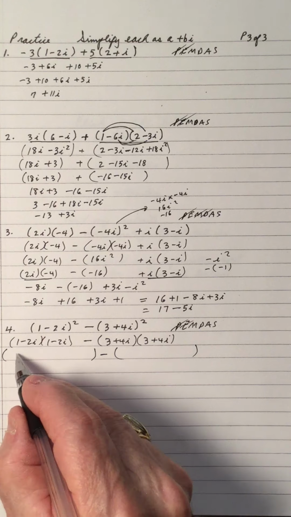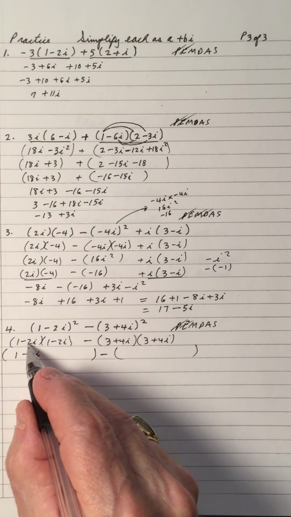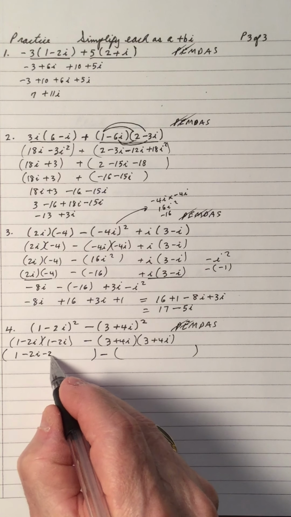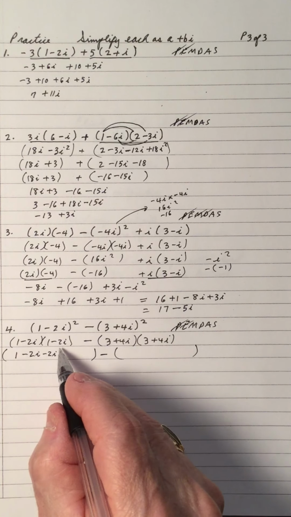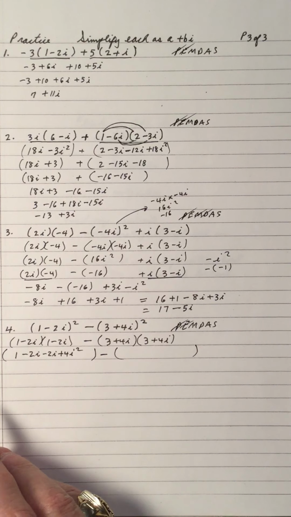So 1 times 1 is 1. 1 times negative 2i is negative 2i. Negative 2i times 1 is negative 2i. Negative 2i times negative 2i is a positive 4i squared.